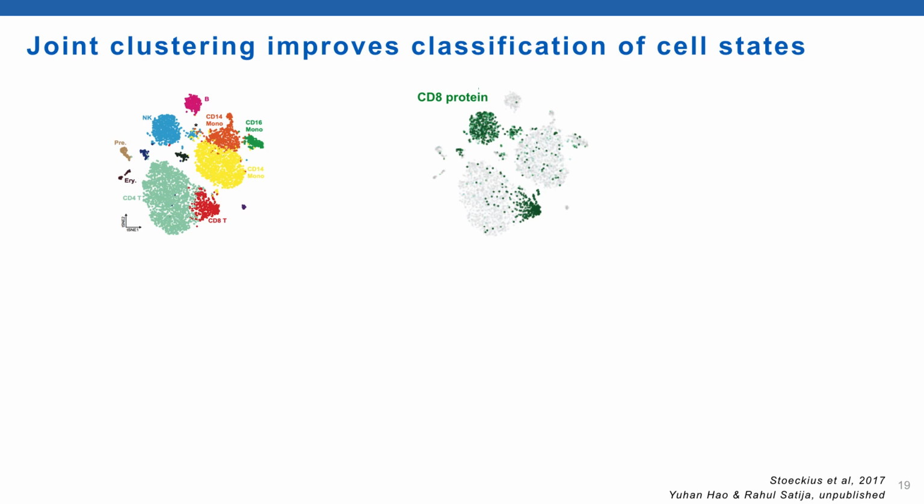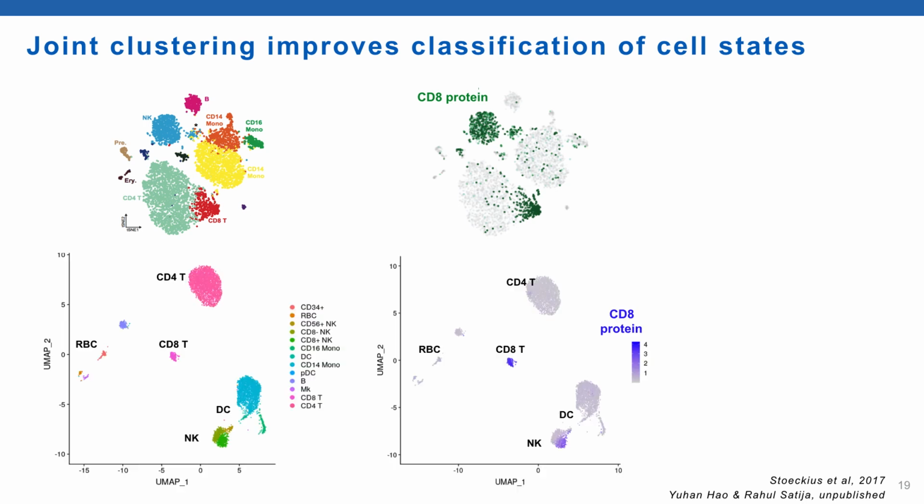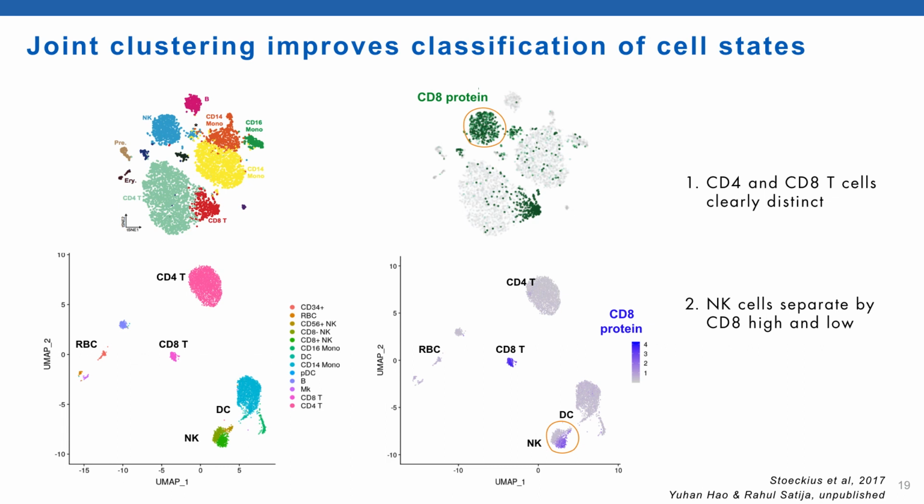And then going back to this same data set from our paper a couple of years ago, the joint clustering, we hope we can show improves classification of cell states. And so again, going back to the previous example, you can see here, this is the NK cells, this is CD8 protein in both the T cells and the NK cells. If we now go to the joint clustered data, exactly the same data, you can see the CD4 and CD8 cells separate out really nicely. So that's really clear that they're clearly distinct.